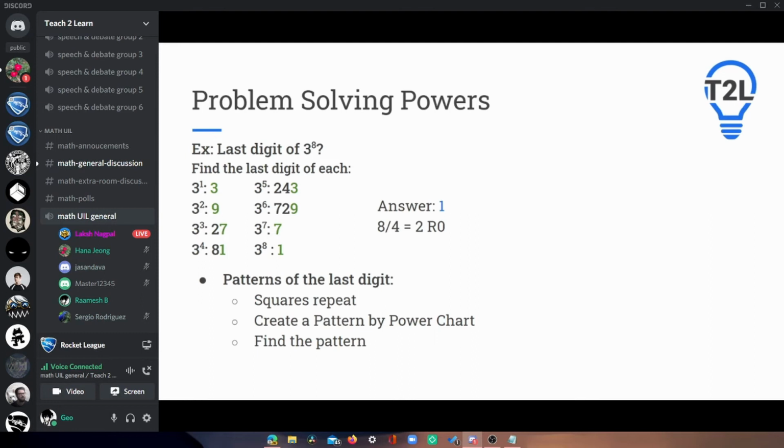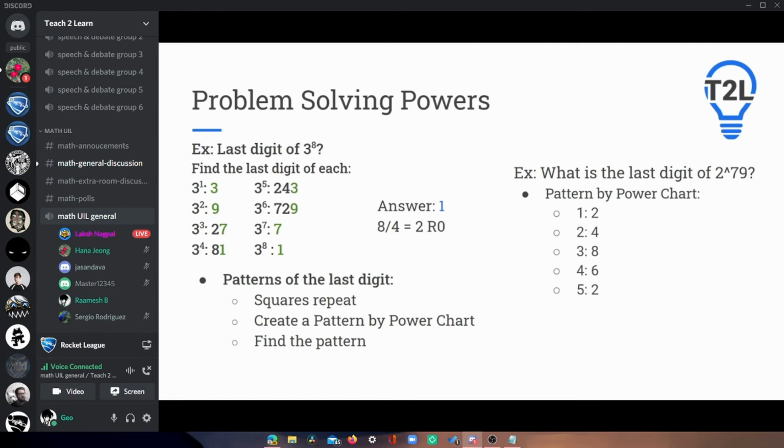So what you can do is look at the exponent and see that it repeats every 4 numbers, right? Wait, sorry, was it every 5? No, it's every 4. Yeah, sorry. I had an explanation. Sorry, my brain just slightly died.